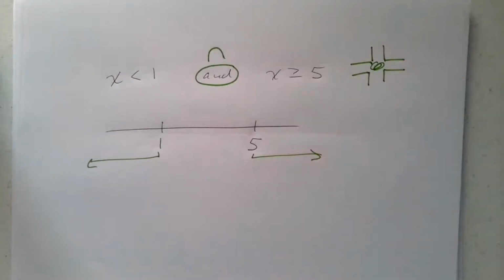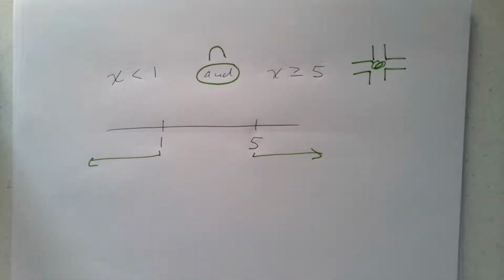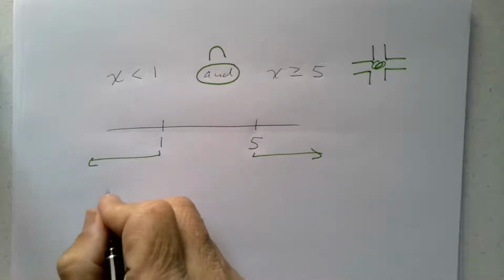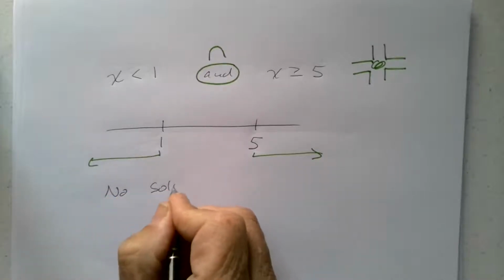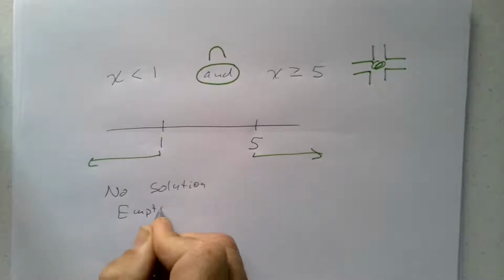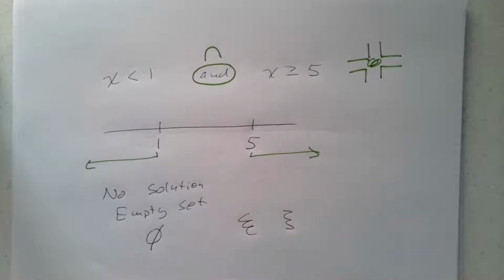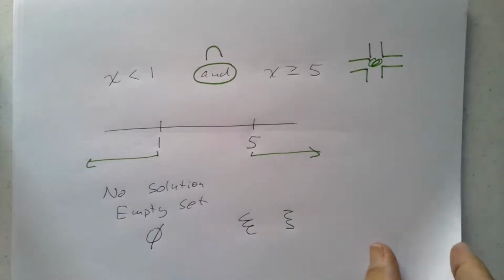What's on both streets simultaneously? There's nothing. There is nothing that is both less than 1 and greater than or equal to 5 at the same time. So this has no solution. Or you could say empty set. Sometimes you write it this way, sometimes you write it this way. So those are various ways to explain that there is nothing that is going to work in that regard. So that's how the ands work. We'll look at the ors now.